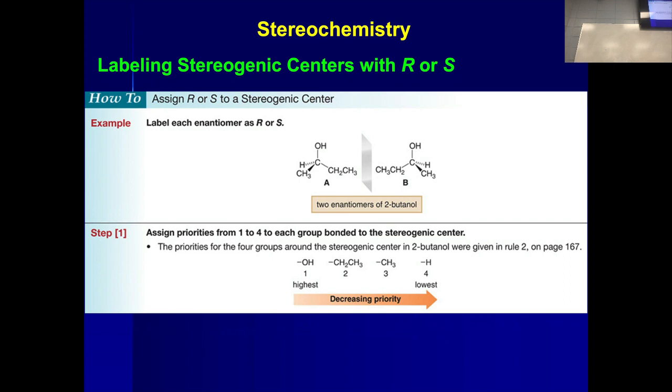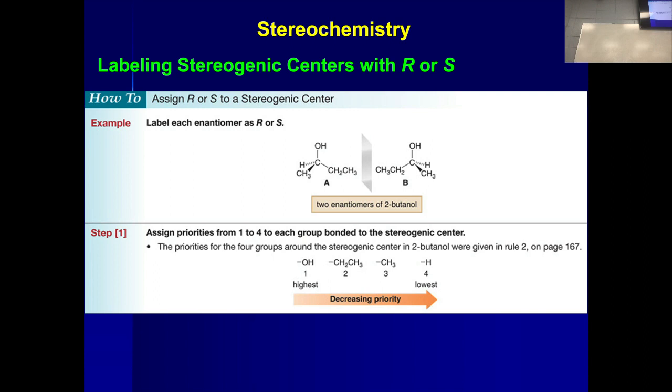So, let me build one of these enantiomers of butanol, and I'm going to use red for the OH, and there's a methyl. So let's see how we can build these. Butanol, I need 2 other carbons. Right? So I'm going to build enantiomer A as they have it. So here's my chiral center.